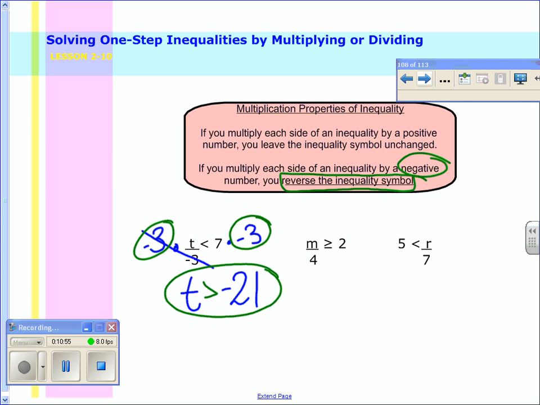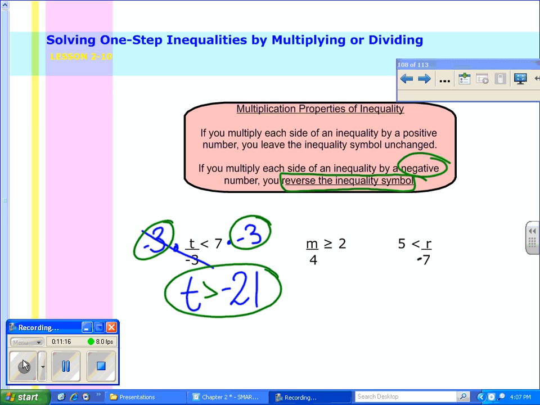All right, go ahead and do the next two, but I'm going to change this a little bit on you. I'm going to make this last one here 5 is less than r divided by negative 7. Make sure you make that same change, and go ahead and solve both of those. When you're all done, come back and check it out. So go ahead, pause me now.